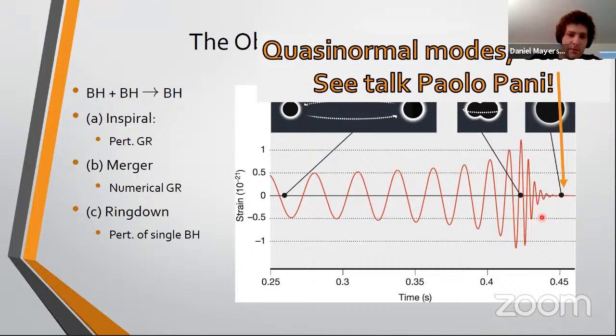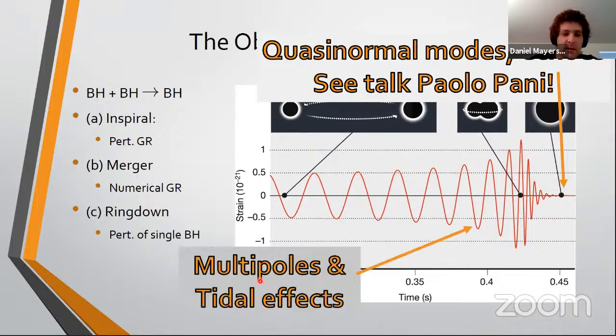Instead, I'm going to focus a little bit on multipoles and tidal effects, right? I'll introduce these in a bit, but these are things that you should think of as situated here. This is going to affect the way that the two black holes, or two objects, spiral around each other when they're still relatively far away. And so it might affect this part of the gravitational wave.